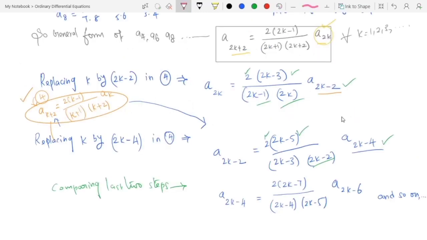That's all. Comparing all the terms, in a suffix even number, here 2k minus odd number starting from 1. Next 3, 5, 7. Automatically, what will come next? 9, 11 and so on. So 1, 3, 5, 7 and so on. So write its general form as 2k minus 1, where k starts from 1, 2, 3 and so on.